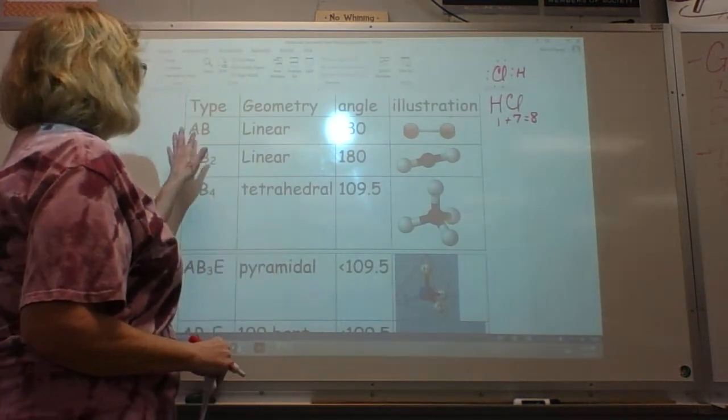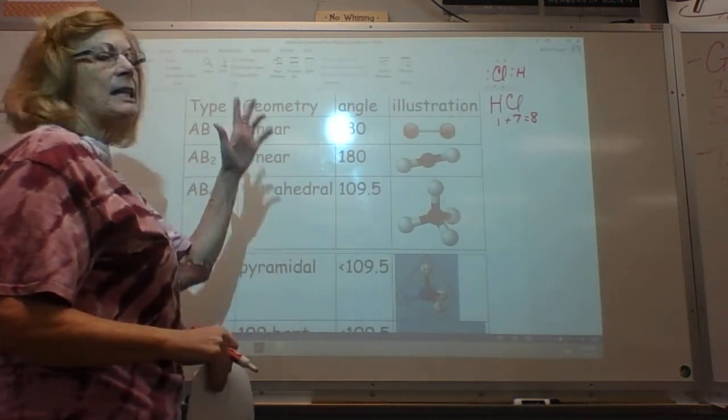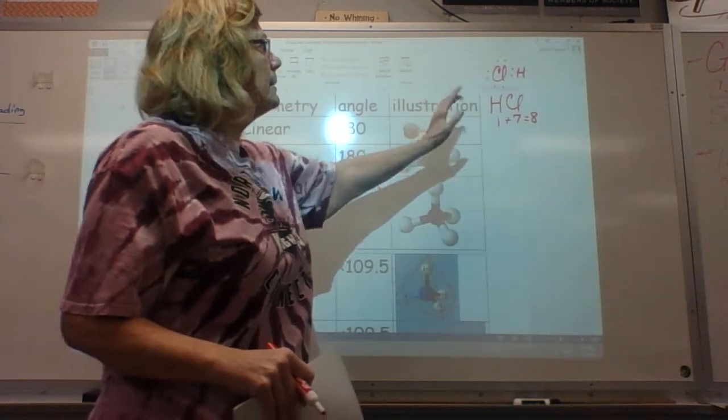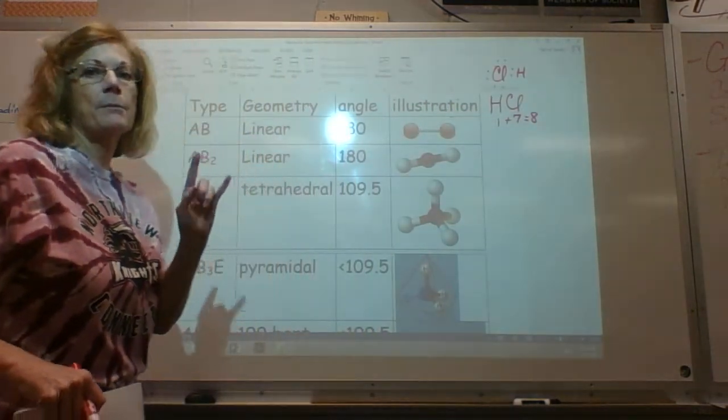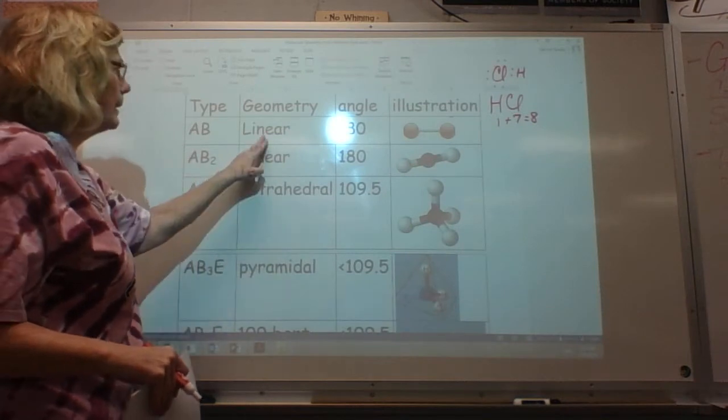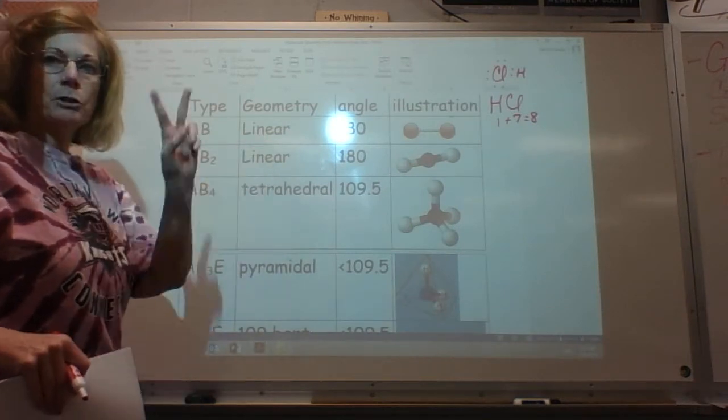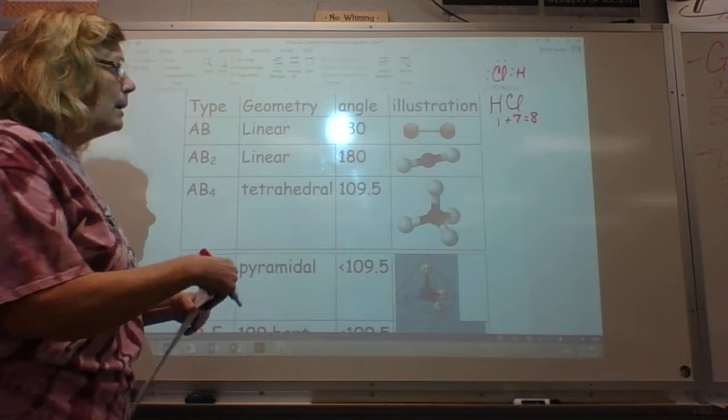So see how I have AB? Notice I don't put E3 because it really doesn't matter. There's only 2 atoms, and anytime you only have 2 atoms, it's got to be a linear situation, just like 2 points determine a line.